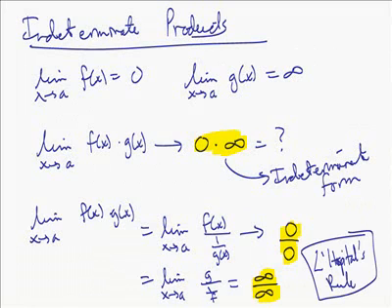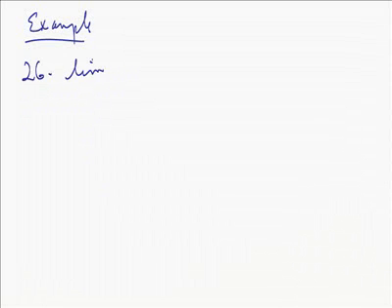Let's look at an example of one using the indeterminate products. Let's do number 25. We have the limit as x approaches 0 from the right. All these rules apply again if you approach a from the left or from the right. So the limit as x approaches 0 from the right of the square root of x times the natural log of x.